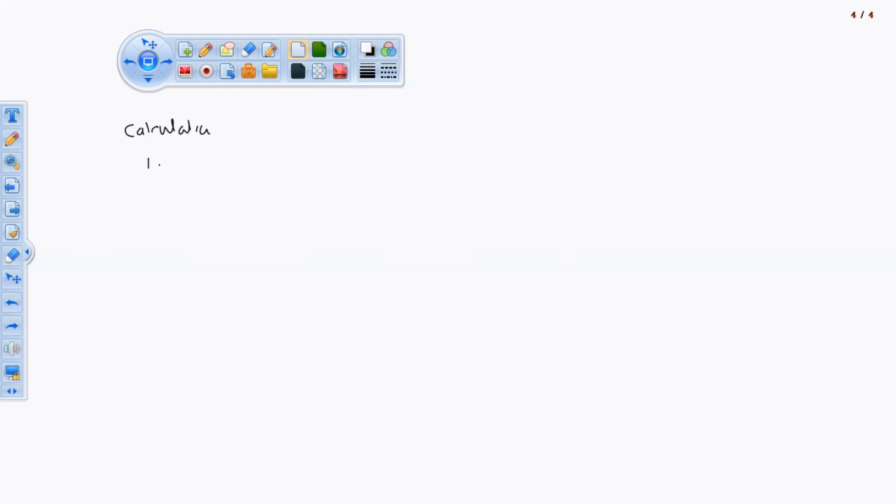Now 1 mole of component is equal to 1 mole of product. Now what is the component we have? On the board.